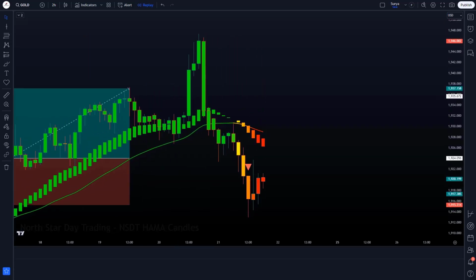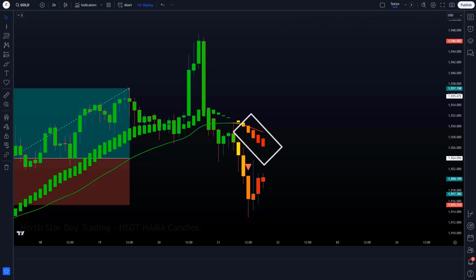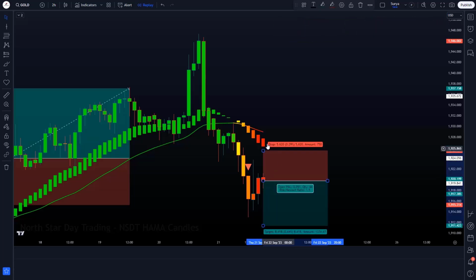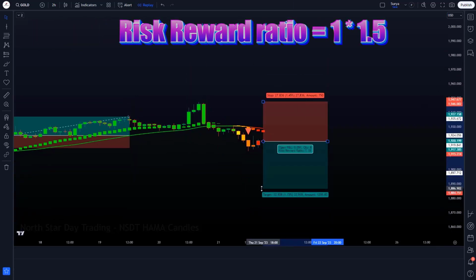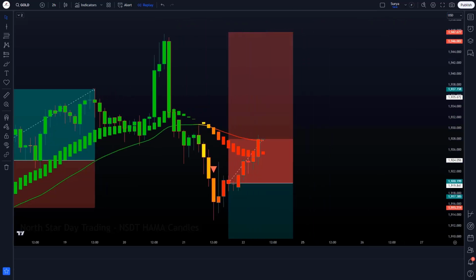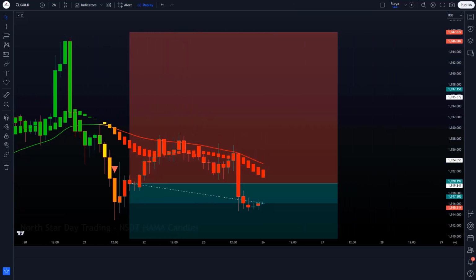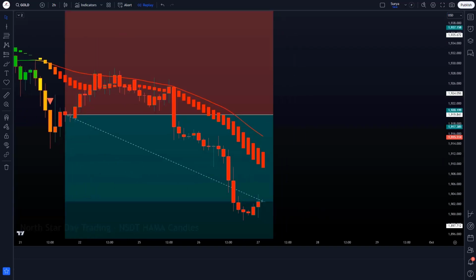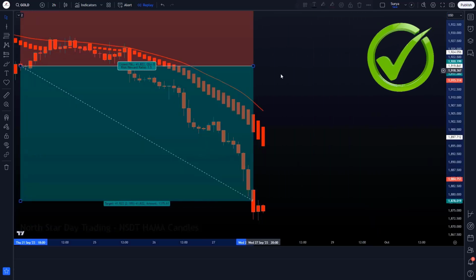When the Jack's Beginner Strategy Indicator has given a sell signal, when the market forms a bearish candle, and the NSDT Hama Candles indicator forms a red candle, if this condition is met, we will take a sell order. Our stop loss is to be placed at the previous high of the market, and the risk to reward ratio will be 1 to 1.5. Let's see what happens to our trade. Our trade is running in profit. We have won the trade. Let's find the next signal.